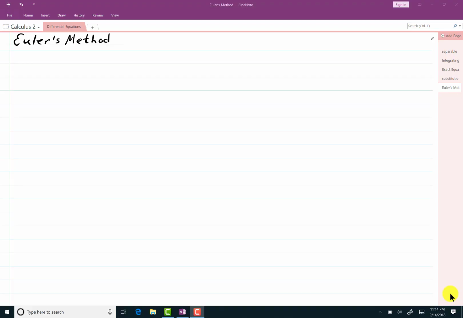In most real-life problems involving differential equations, you can't actually get an explicit solution for the function you're trying to find. So there's a method of approximation called Euler's method that we're going to take a look at. Let me just consider this for a moment. Consider the following equation.